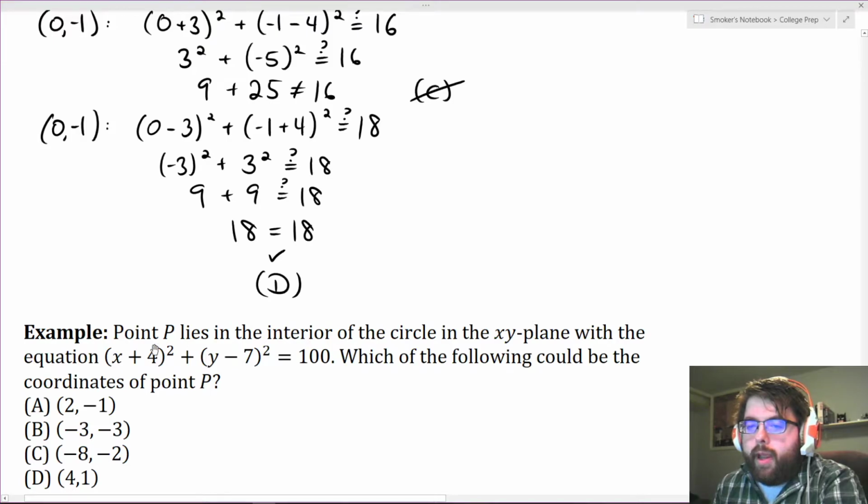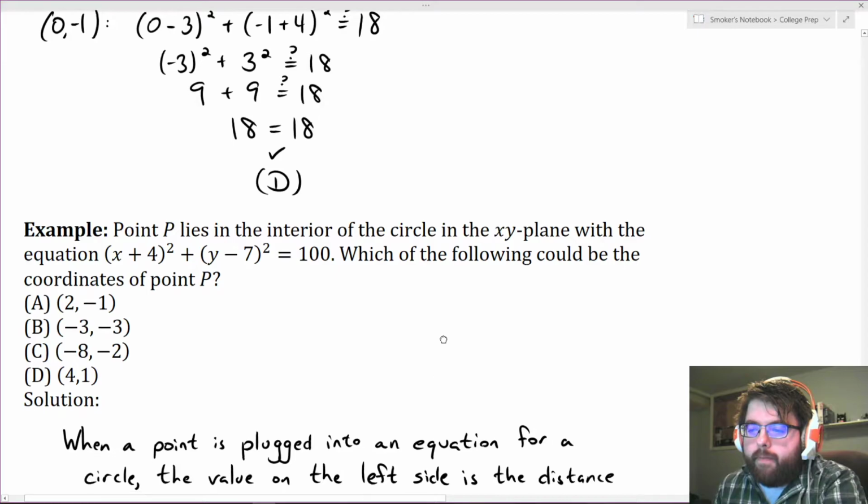The center of the circle, remember, it's minus a negative 4 because it's x minus h, y minus k. So the ordered pair would be negative 4, positive 7. The radius, r squared, would be 10 squared, which makes 100, so the radius would be 10.